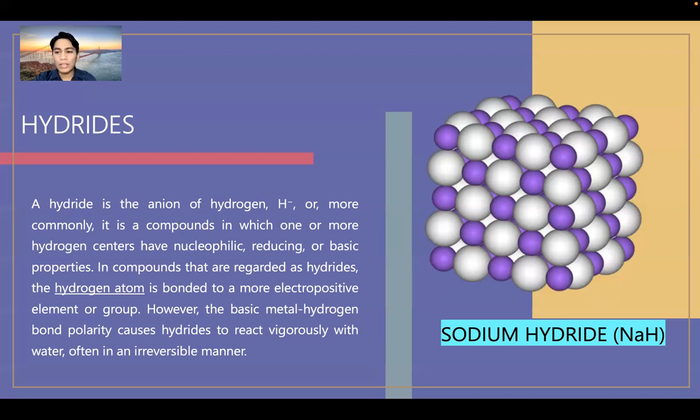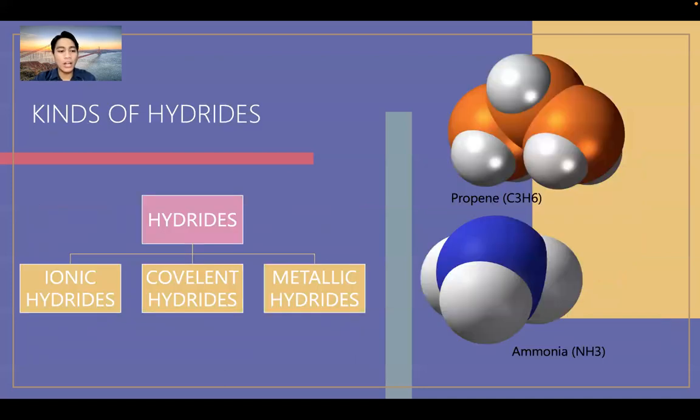Now, what are the kinds of hydrides? There are three kinds of hydrides. We have the ionic hydrides, the covalent hydrides, and the metallic hydrides. I have here some models of hydrides, such as propane or C3H6 and ammonia with the formula of NH3. We will put emphasis on these three kinds of hydrides. Let us first know what ionic hydrides are.